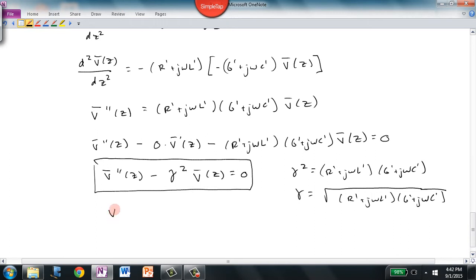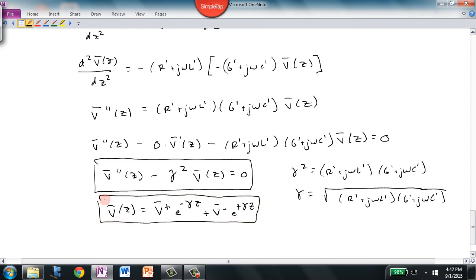And the general solution is that V bar of z is going to be equal to something called V bar plus e to the minus gamma z plus V bar minus e to the plus gamma z. So this is the result of the analysis of the second order differential equation right there. And this is very important. This is an equation that we will be using throughout the remainder of the course.